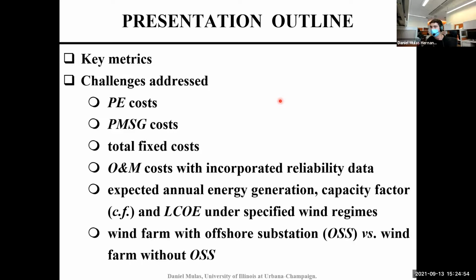And then we will present the challenges that we have in terms of the data that we have to provide: the power electronic cost, PMSG costs, and total fixed cost, which will be calculated by using ORBIT, which is a software from NREL. Then the operation and maintenance cost, incorporating the reliability data that ISAC is providing, and finally the performance metrics.